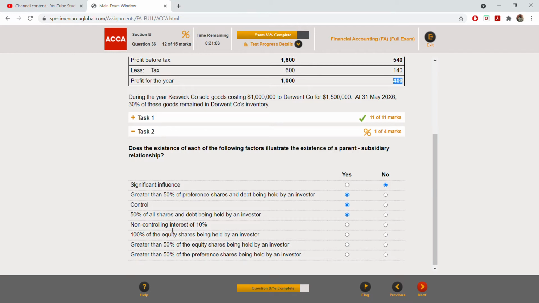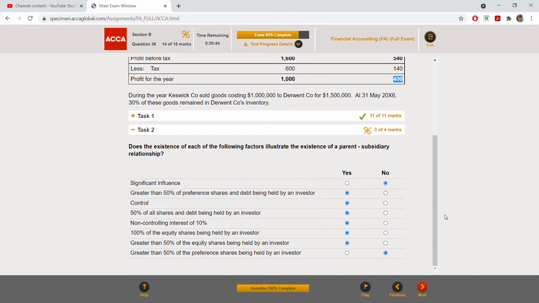Non-controlling interest of 10% means you have held 90%, so again yes. 100% of equity shares held by an investor? Yes. Greater than 50% of equity held by an investor? Yes. Greater than 50% of preference held by an investor? Yes. It's a no. If you see this is 3 or 4 marks, so definitely somewhere some mistake has been done. What is the mistake?